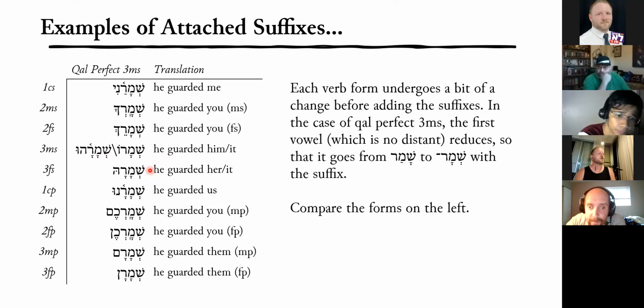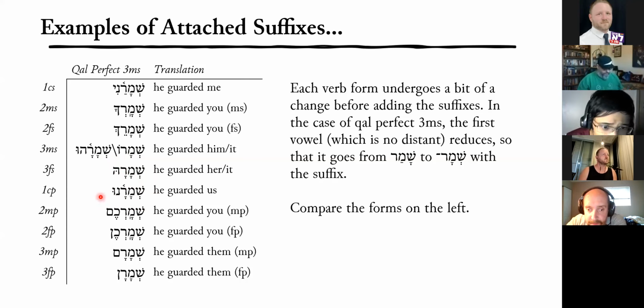Okay. We're down here now, Nathan, if you want to do third feminine singular. Shmara. And that's the ending. Same type of shifting on the distant vowel and the ma, that it means he guarded her or it. Great.